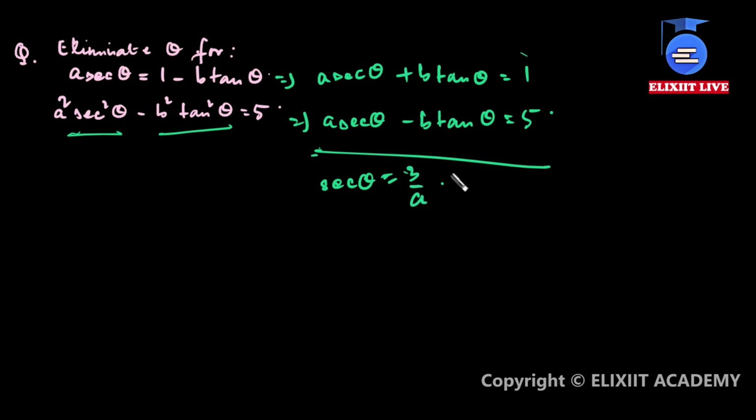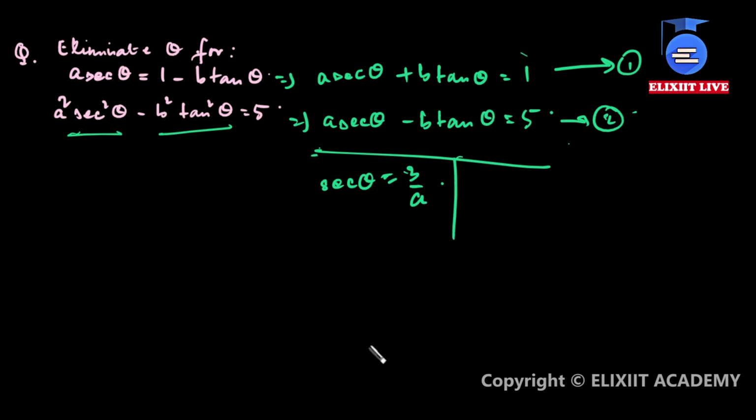Try to reduce your calculations as much as possible. Do not write extra calculations. You don't have so much time. If you simply add these two expressions, 1 and 2, this will get cancelled out, and on the left hand side you will have 2a sec theta, and on the right hand side you will get 6. So sec theta will be 3 by a. Clear? So try to reduce your number of steps for calculations, obviously, because you don't have so much time for calculations.